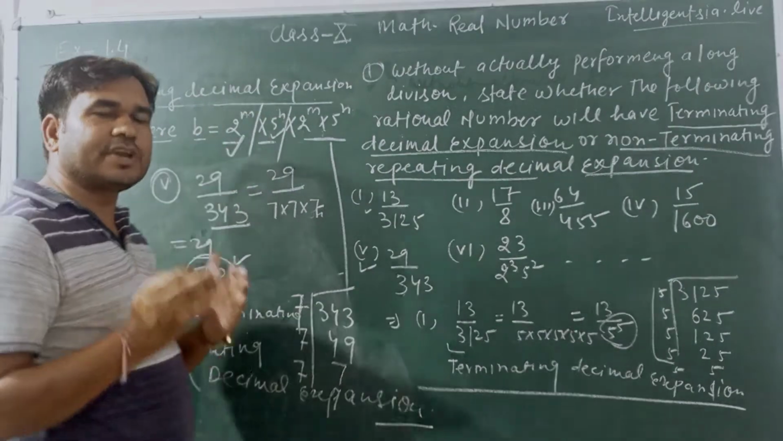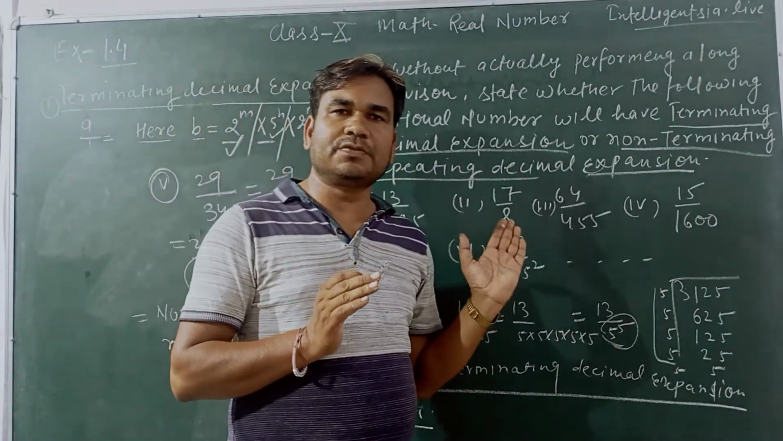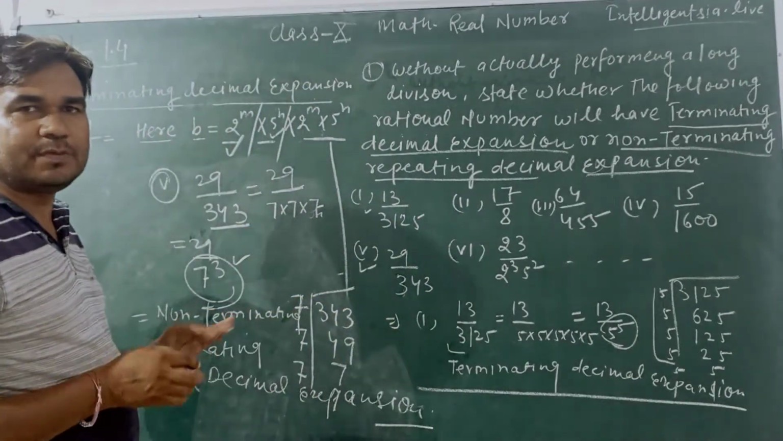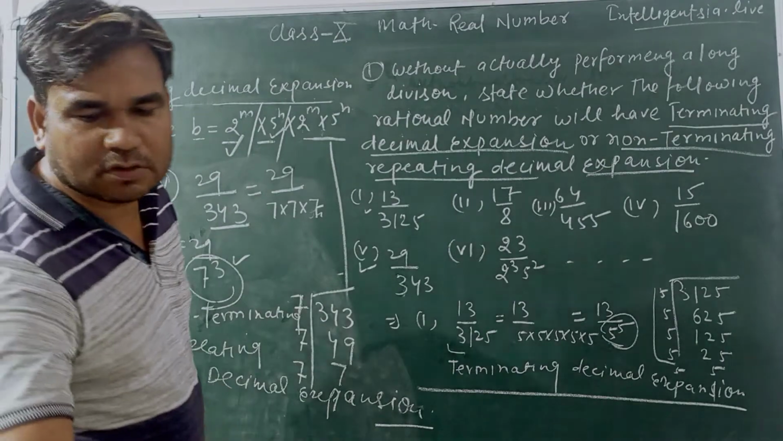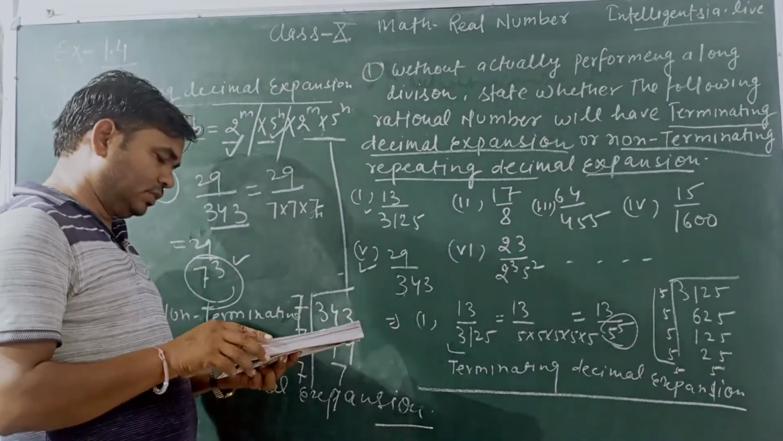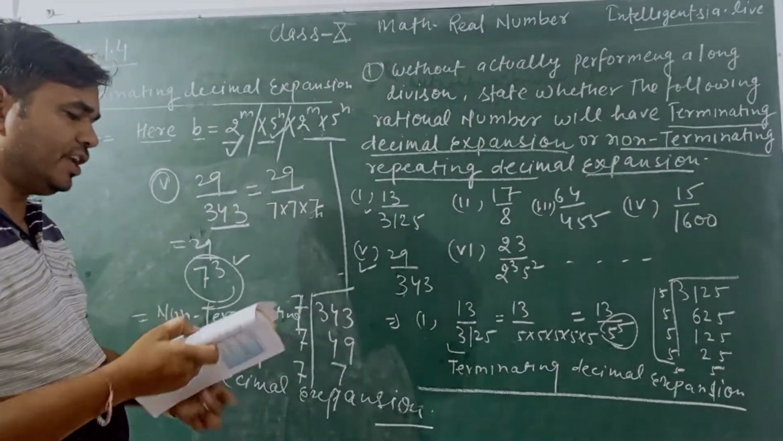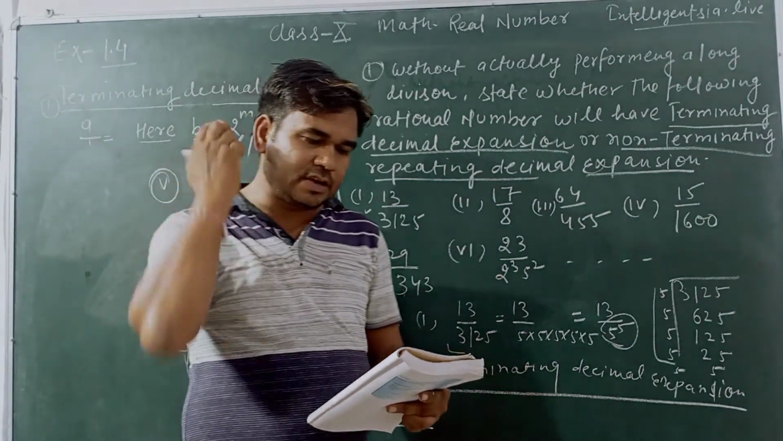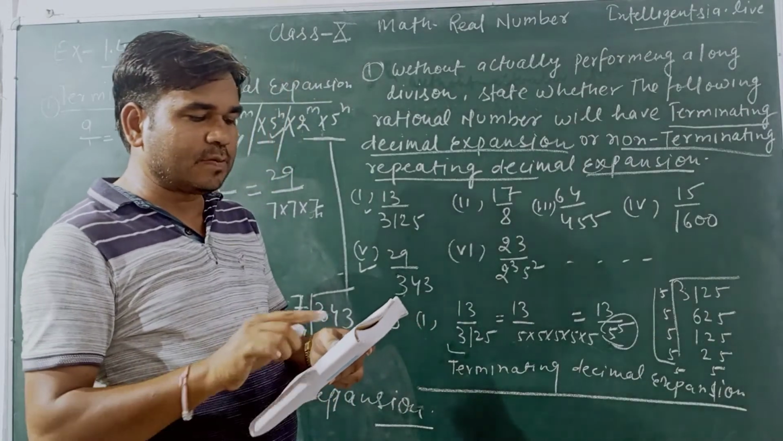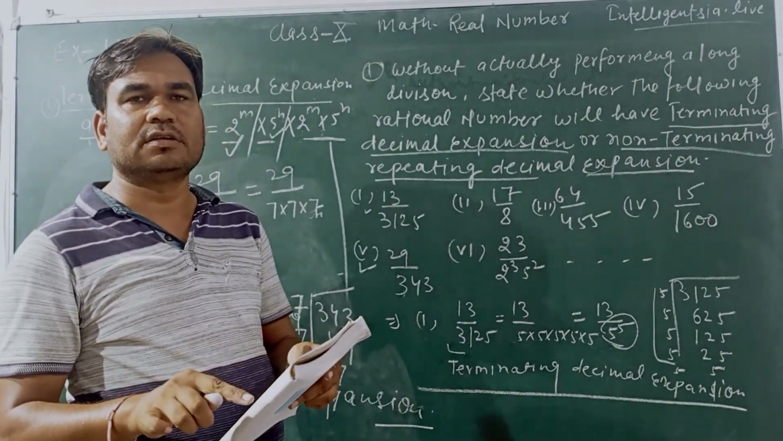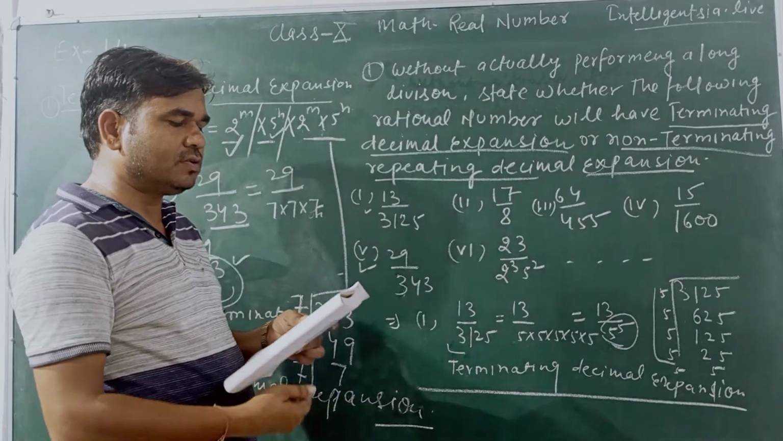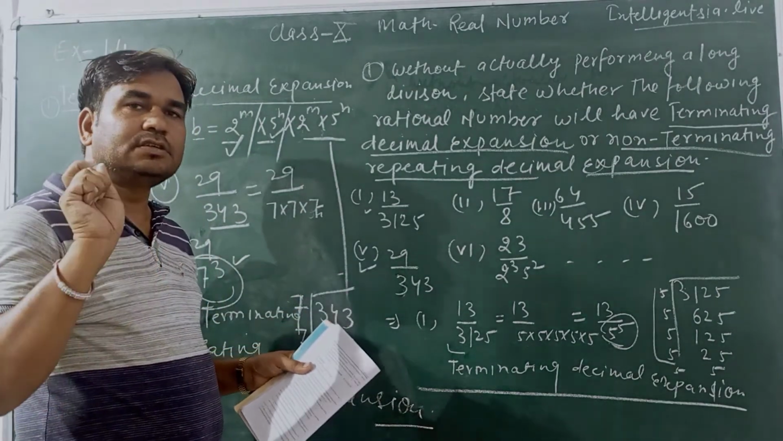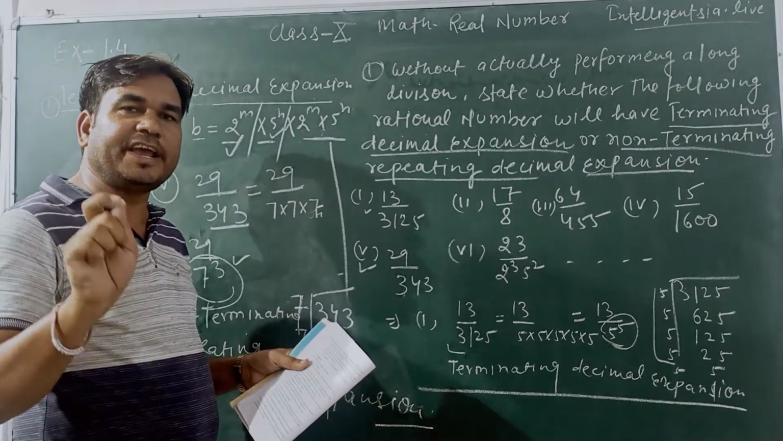So students, you can write these types of equations, and these types of sums you can solve yourself. Now we talk about question number 2. Question number 2 says: write down the decimal expansions of the rational numbers in question 1 above which have terminating decimal expansion. So here in question number 2, we only have to write the terminating decimal expansions.